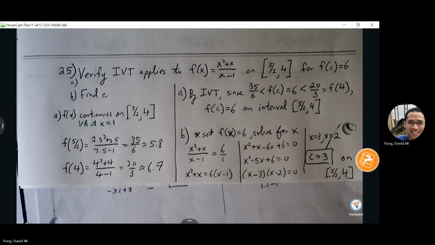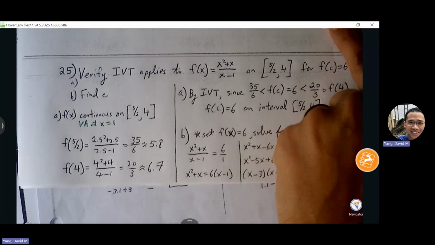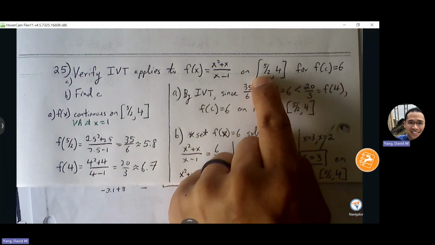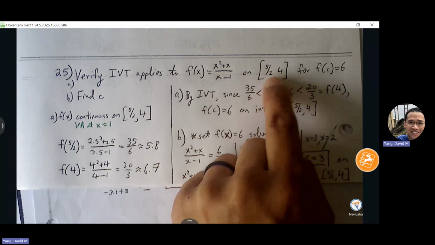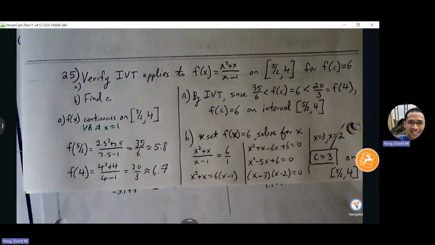We're safe. And now we want to look for our endpoints. Our goal is to hit a y value of 6. So we need our endpoints to be one value below and one value above in terms of y value. These are x values, so we have to insert them into the function and get their y values. So f of 5/2 gives us 35/6, which is around 5.8. That is slightly below 6.